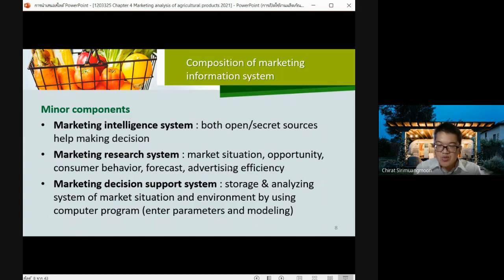Then, why do we need this system? Because the marketing intelligence system is used for helping you make decisions according to the data. And the third subunit is the marketing research system.